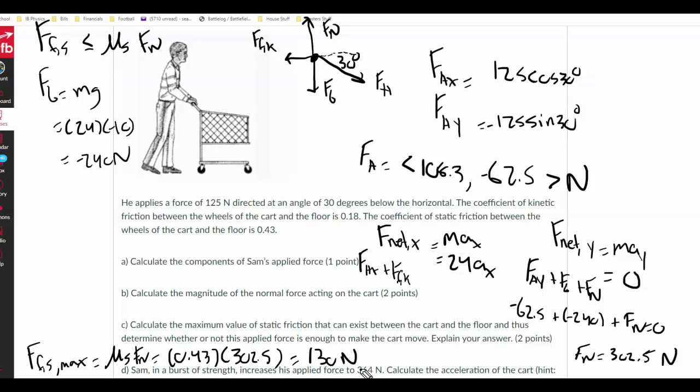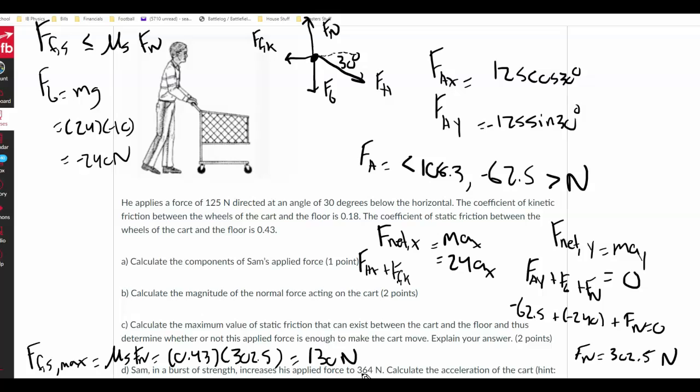And so the only force that's fighting against it is the x component of the applied force. Now, because 108.3 is less than 130, that means the cart is not going to be able to move. This applied force is not enough to overcome the force of static friction.